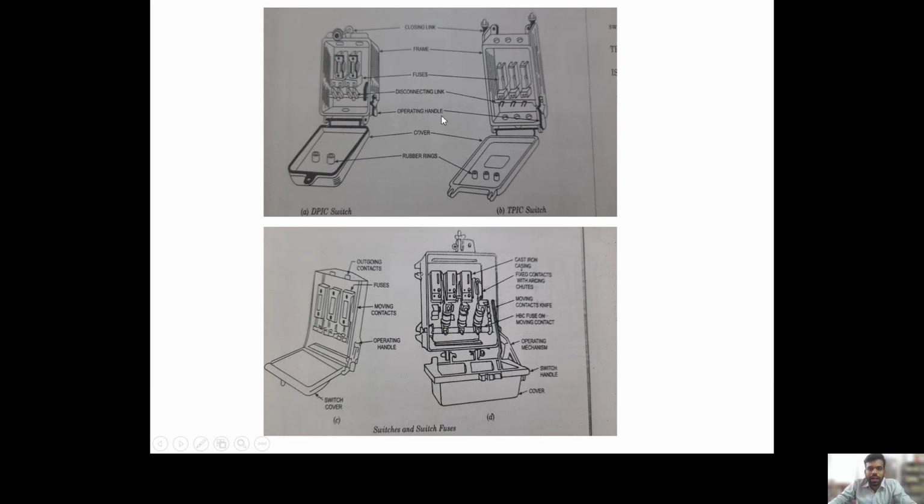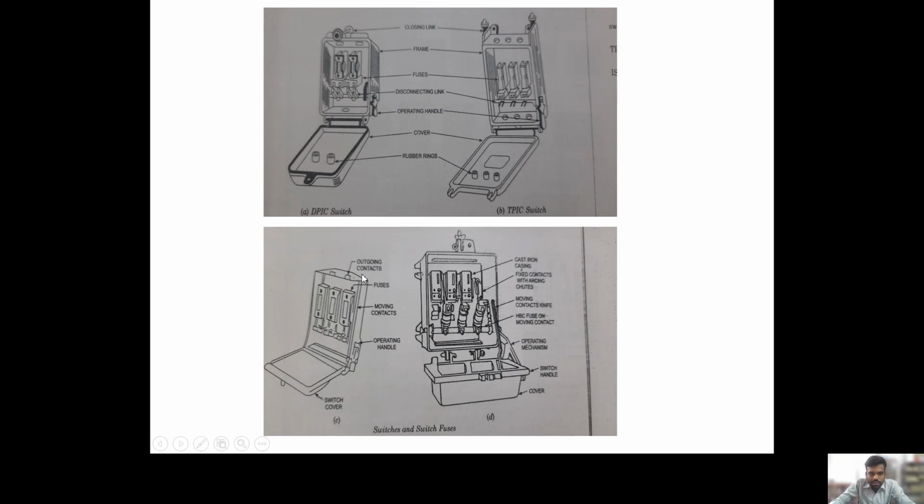These are the two operating handles. This is the cover which is used to cover our switches and fuse links. And this is the same thing shown in another way, the cast iron casing. These are the kinds of fuse links, fuse holders, and the DPIT and DPST switch distribution boards.